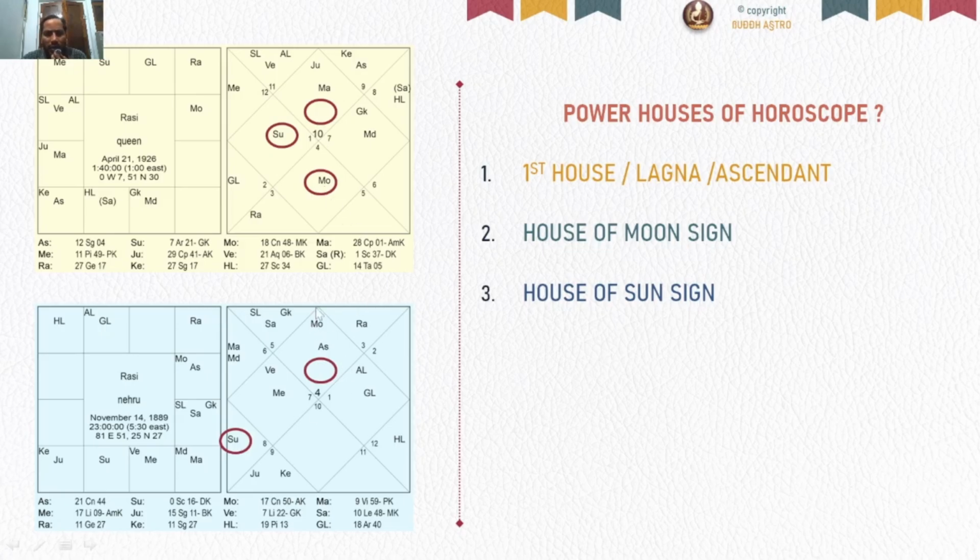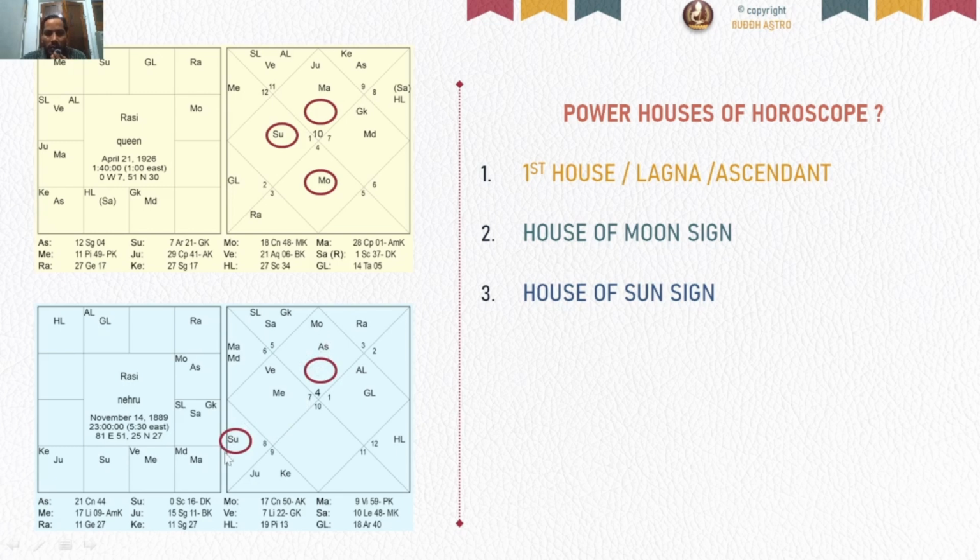In this Nehru's chart, this is the first house or lagna. Here, the first powerhouse will be this. Now, the next powerhouse will be the house of moon sign. Now, you see, moon is also sitting in the lagna. Now, this lagna has become more powerful because it is lagna as well as moon is also sitting there. So, it becomes a double powerhouse.